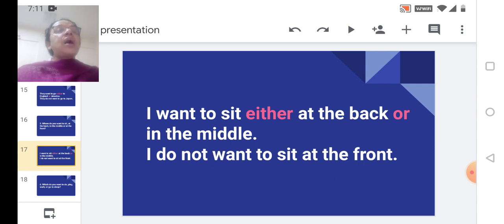Just see. Look at the screen, students. I want to sit either at the back or in the middle. I have chosen to sit at the back or in the middle. In the second sentence, I do not want to sit at the front. So the first sentence, I want to sit either at the back or in the middle. In the next sentence, you are writing it in the next line, I do not want to sit at the front.